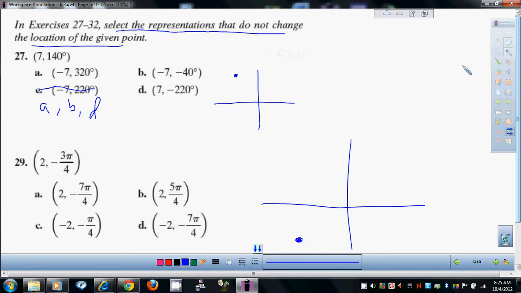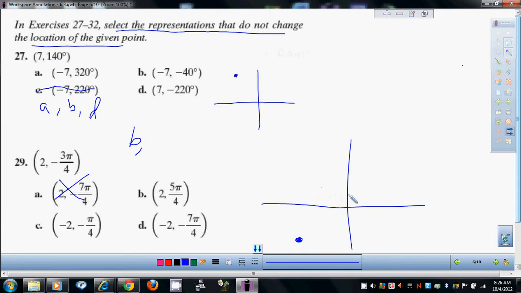All right, part A. 2, negative 7 pi over 4. Where's positive 7 pi over 4? Which quadrant? Fourth quadrant. And then the negative angle is going to flip it to which quadrant? The first. Is that the same as the original point? No, not that one. Part B, 2, and which quadrant is 5 pi over 4 in? Hey, that's the same point. B is one of them.